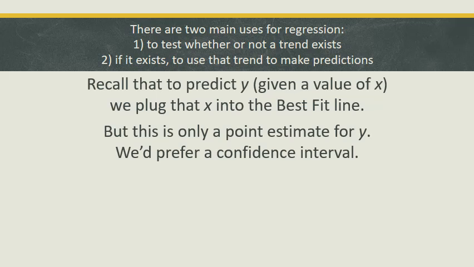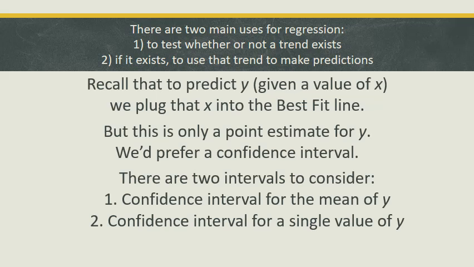And there are two different confidence intervals that we can make in linear regression. We can make a confidence interval for the mean value of y, given any x value. This is much like confidence intervals that we have made in the past. Or we can make a confidence interval for an individual y value, given any x value. This kind of interval is called a prediction interval. I'll get into the similarities and differences of these intervals soon.